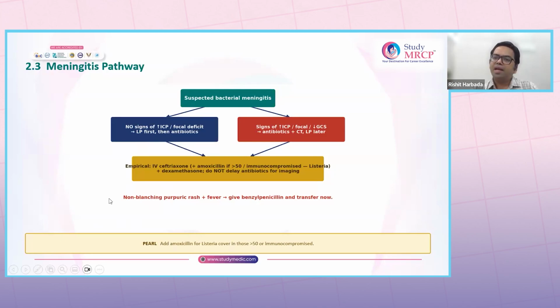Empirical antibiotic is ceftriaxone, and if above 50, you are going to cover Listeria as well as Neisseria meningitidis, and also dexamethasone. If the patient presents with fever and a non-blanching purpuric rash, you are going to give benzyl penicillin, and you are going to transfer the patient to the ICU.